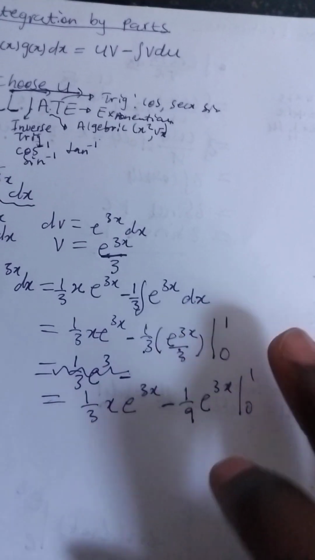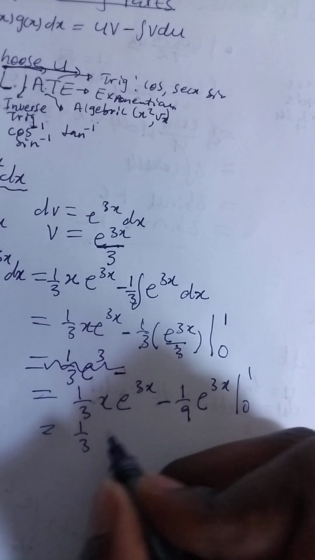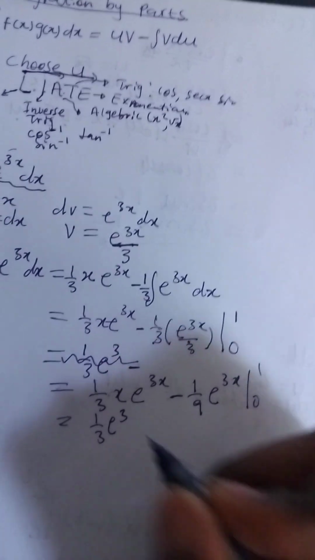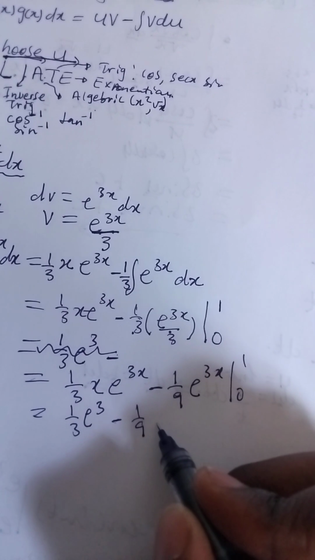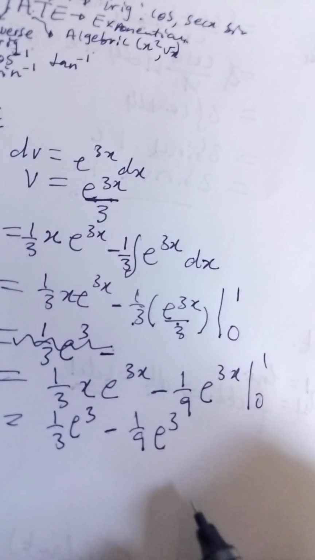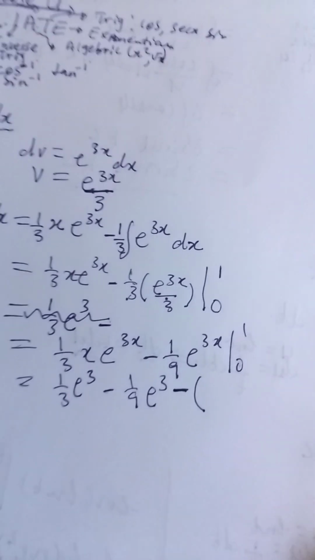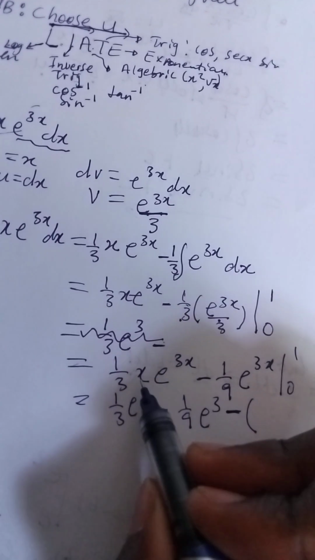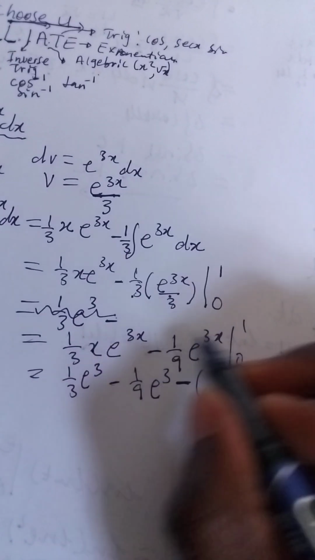Okay, so now I can start plugging in. So I am going to have 1 all over 3, then I plug 1 there, and I also have to plug 1 there, so I get e to the 3, just like that. Then minus 1 over 9 e to the power 3. So I've substituted 1 everywhere. Now I have to substitute 0. So if I'm substituting 0, remember I have to say minus of everything. Put the bracket there to avoid making mistakes. So if I plug 0 here, everything this side is just going to be 0. So I'm basically interested in this side.